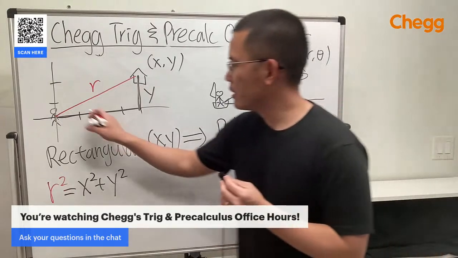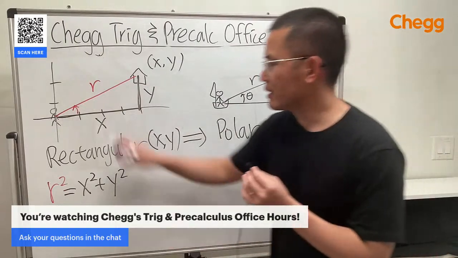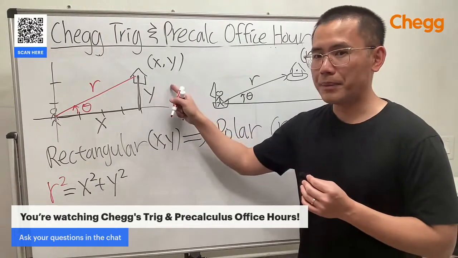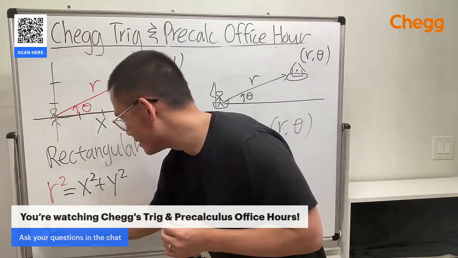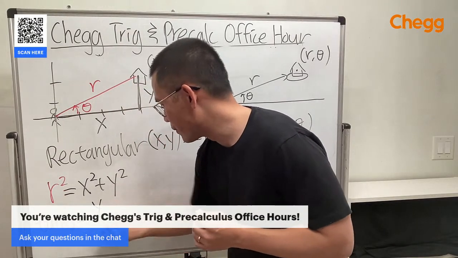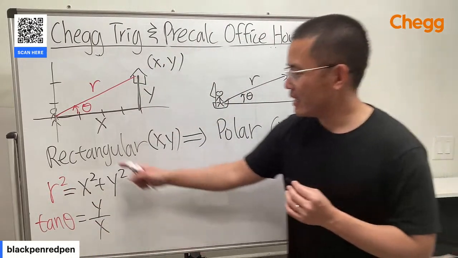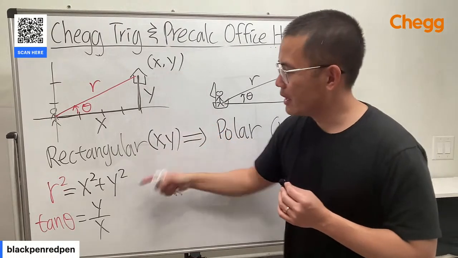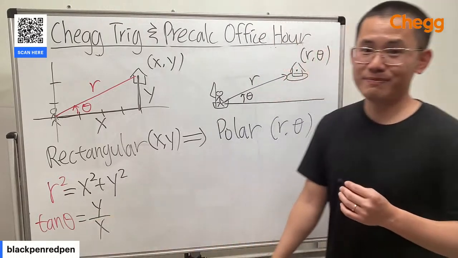Now, second one, we need to know the angle, how far we have to turn, right? How much we have to turn. That's the angle theta. Have a look. Opposite, adjacent. Tangent. Tangent theta equals opposite over adjacent. So these are the formulas that you need. When you are given, let's say, (4, 2), plug in and work that out.